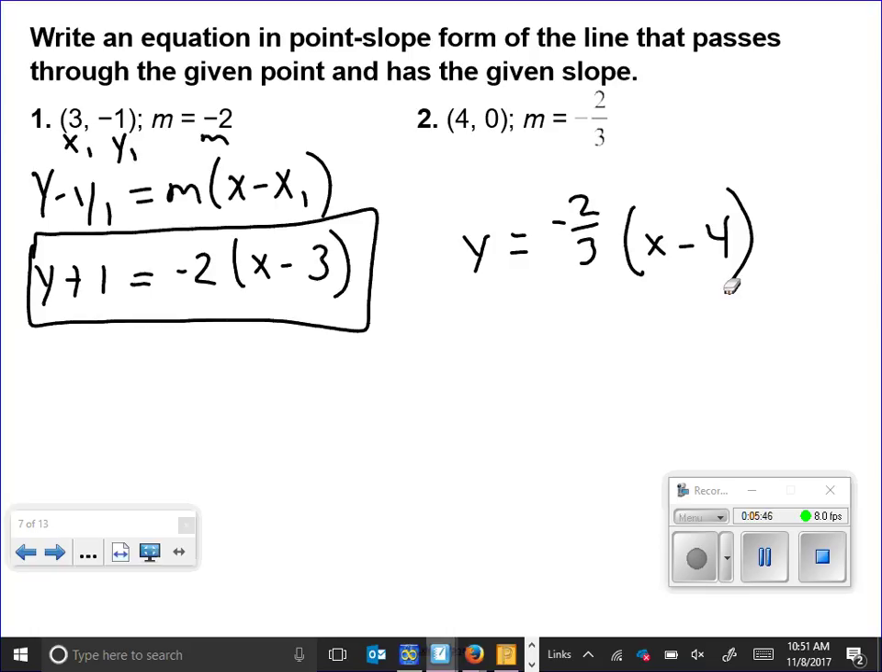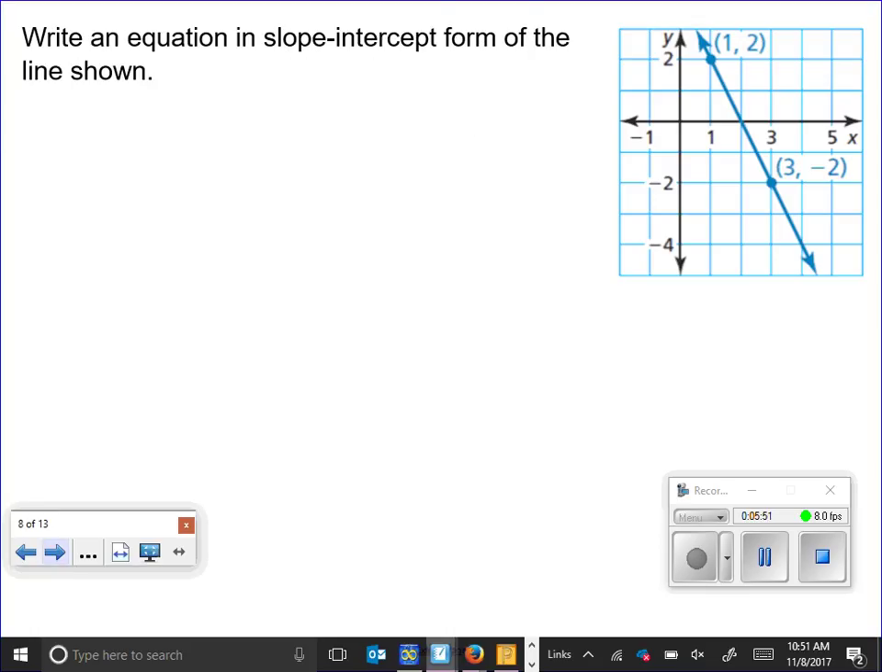Okay, next examples. Now we have a graph and we want to figure out slope-intercept form. It doesn't hit the y-axis here. It doesn't show us where it hits the y-axis, so we don't know our y-intercept right away. So what we're going to use is point slope form to start, and then we're going to change it to slope-intercept form. So we're going to first write it in this form: y minus y1 equals m times x minus x1.